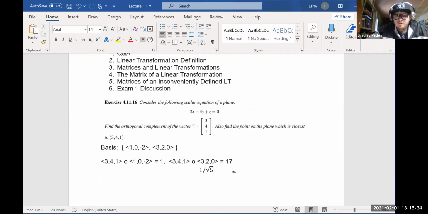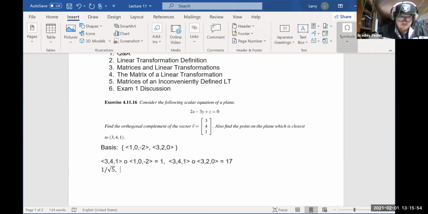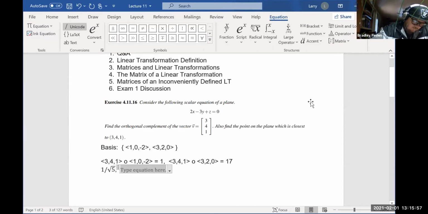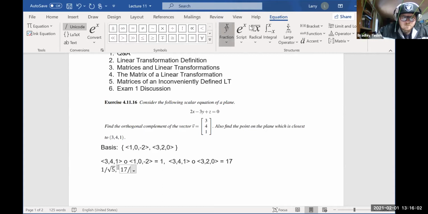We're going to add it to 17 divided by the next magnitude of the second vector. Okay, let me just go comma for now. And we're going to do 17 over the square root of, and what is that magnitude? 13. 13, good. Okay, and we had a formula.